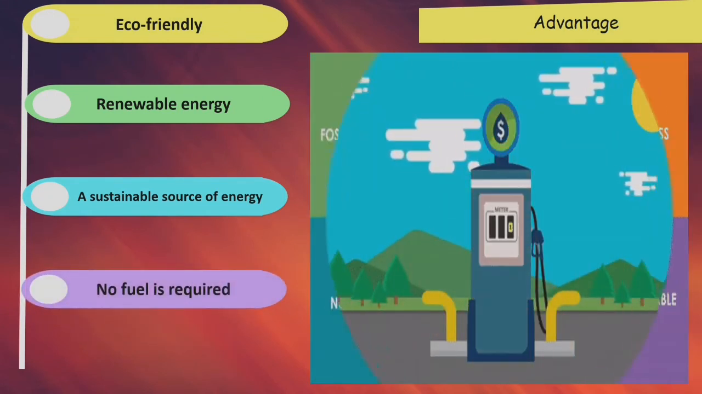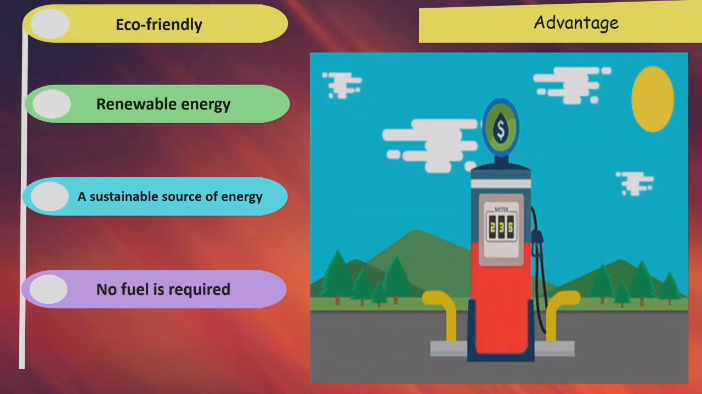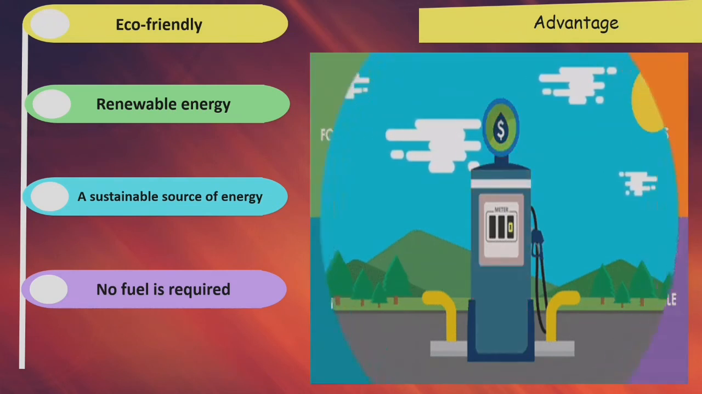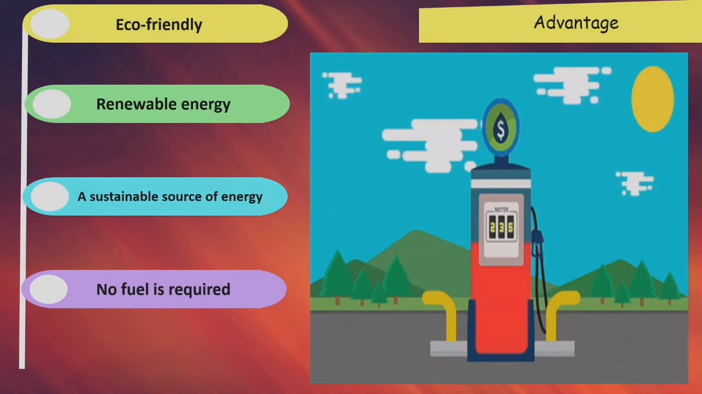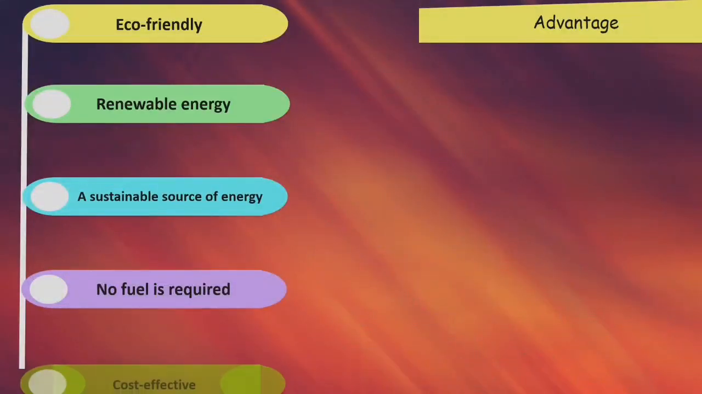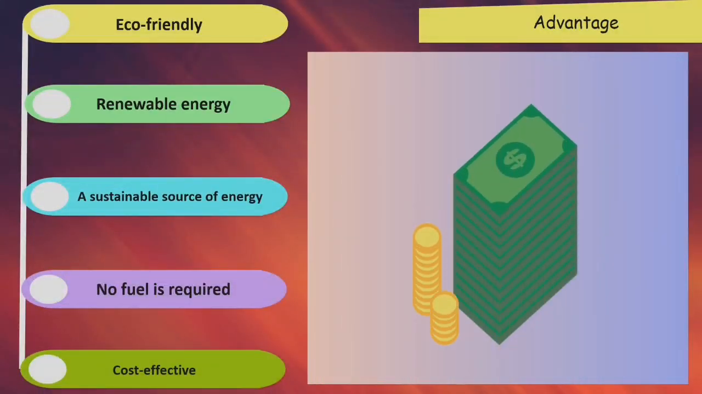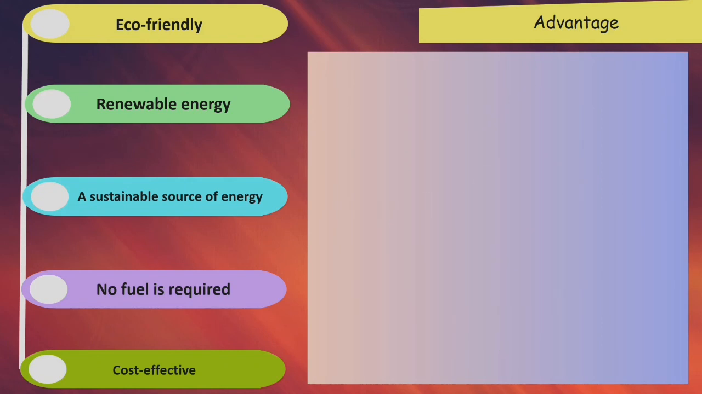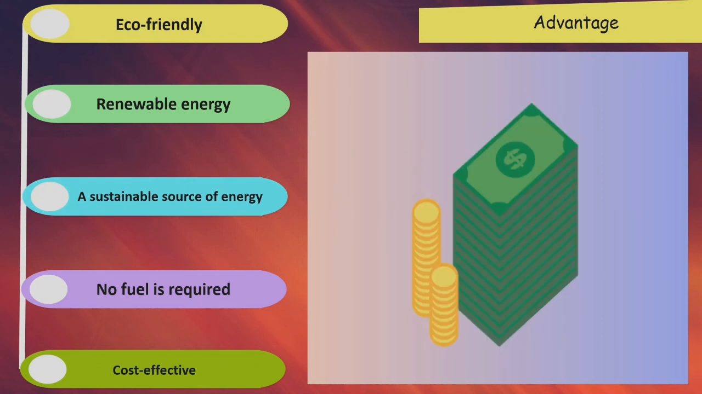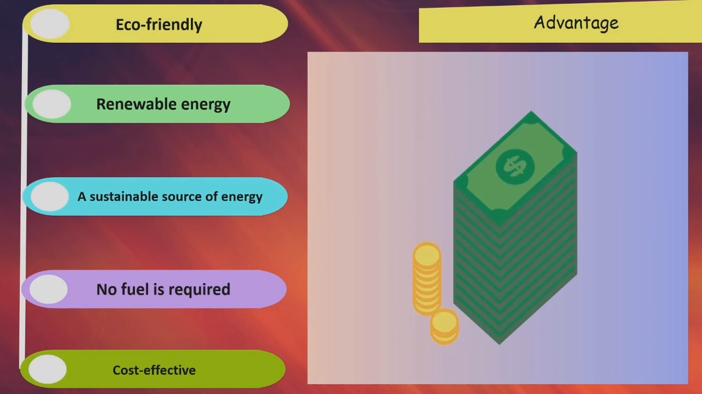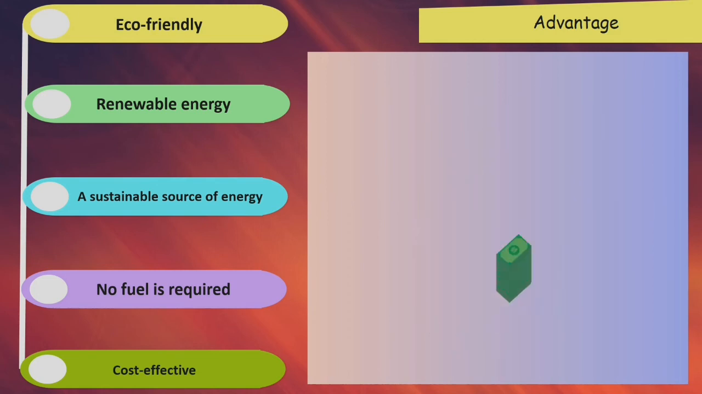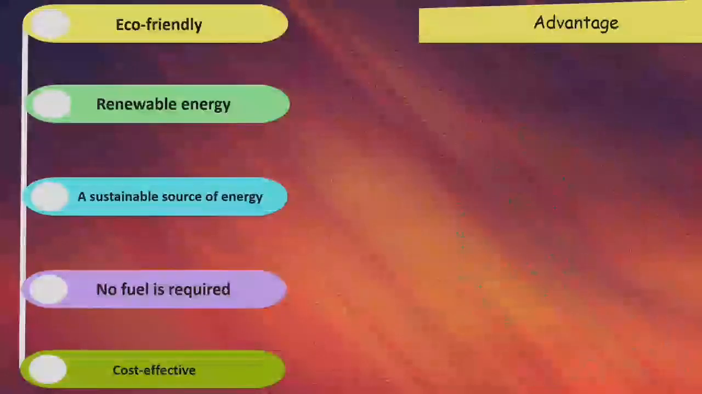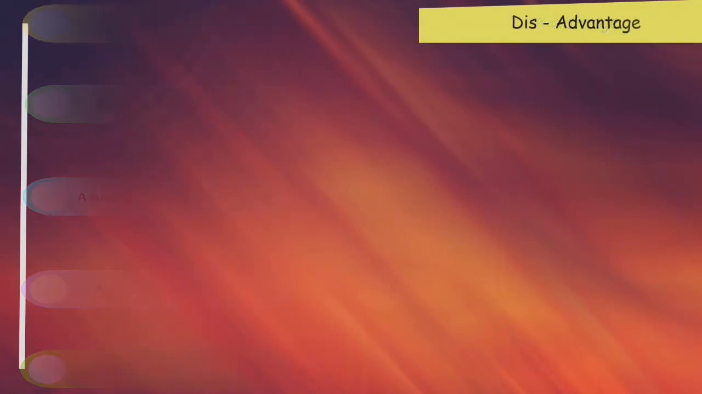The fourth one, no fuel is required. Because it is a naturally occurring resource and there is no fuel required. Lastly, cost effective. The government need not to improve fuel for geothermal power plant. Mas tipid. How about the disadvantage?